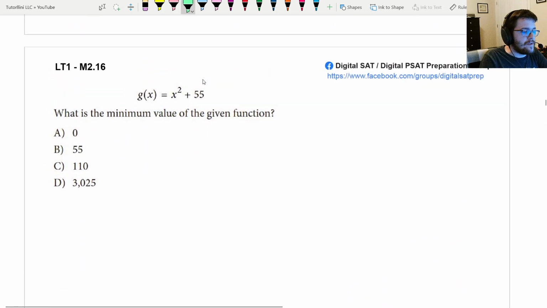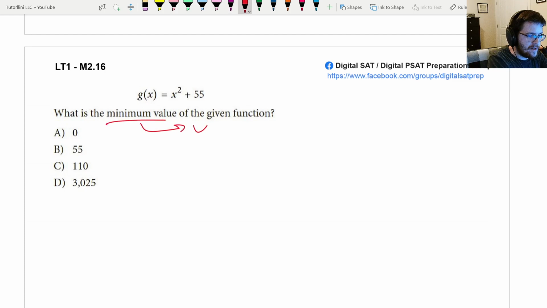What is the minimum value of the given function? Okay, so this is standard form. So to find a, first of all, minimum, whenever you see quadratic and you see the word min or max, you should be thinking vertex right away, because the min or max happens at the vertex. So we want to find the vertex. So a is 1, there's a 1 in front of the x squared. b is 0 because there's no x term. c is 55.